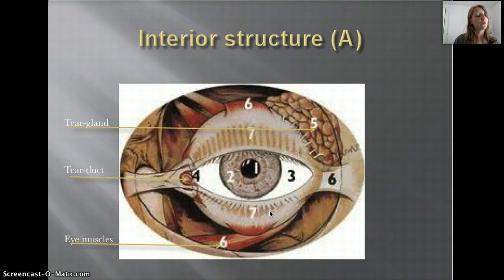When we look at the interior structure, on the front side we see the tear gland, which functions as a production site of tear liquid, and tear liquid serves to protect the eye from dehydration and prevent contamination. The tear duct drains away the tear liquid. The eye muscles allow us to move our eye and look in different directions.